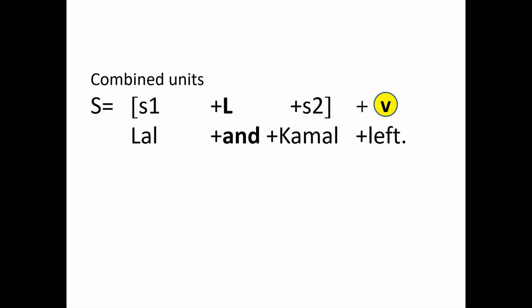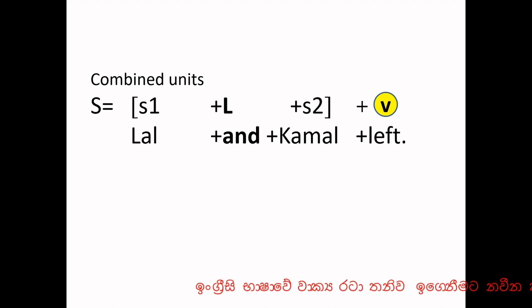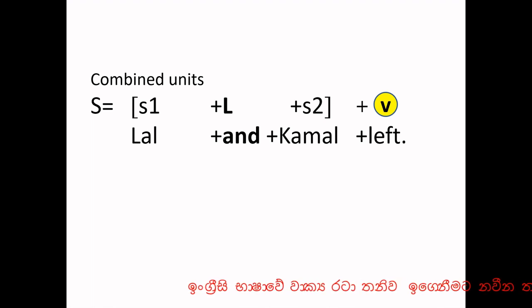Left is the verb nucleus. As soon as you see left, then you know some people must have left. So who are these two people? Lal and Kamal. So as there are two people, we can't write Lal Kamal. So we introduce the symbol L to join. So we modify the sentence pattern and write S equals within square brackets S1 plus L plus S2 close square brackets and write the word V.